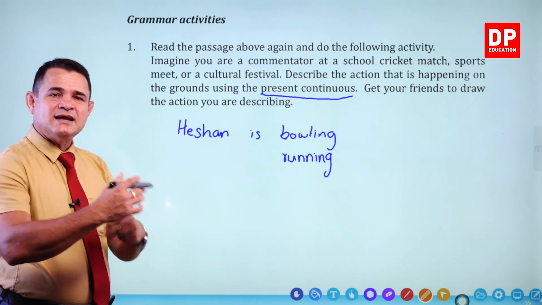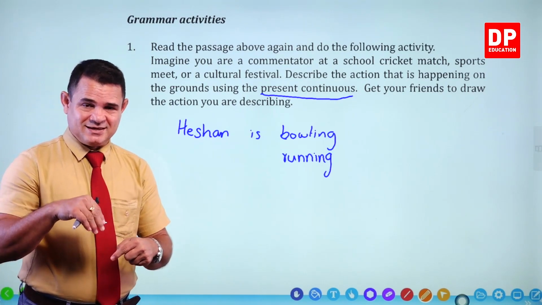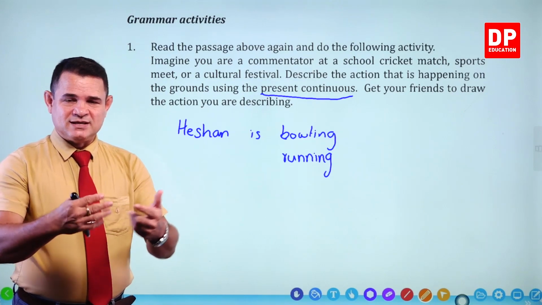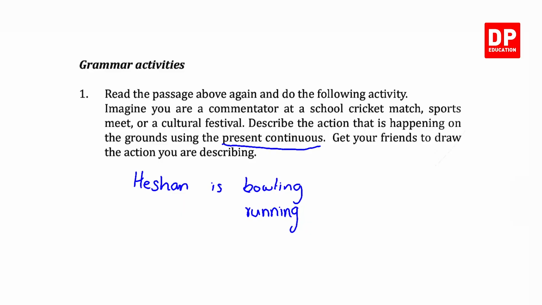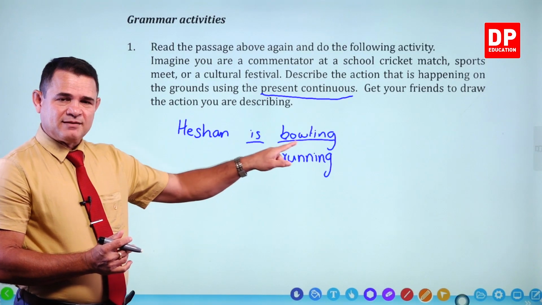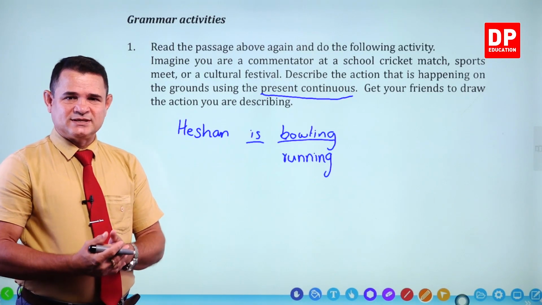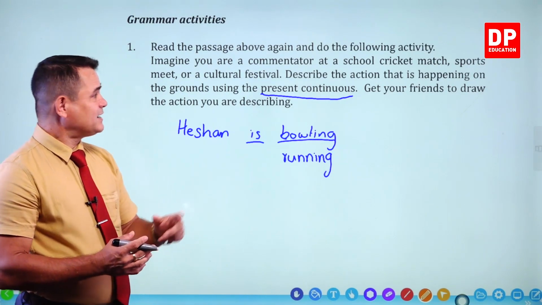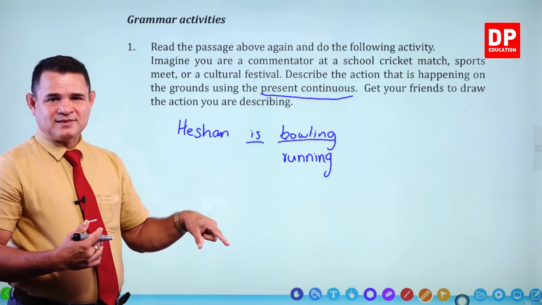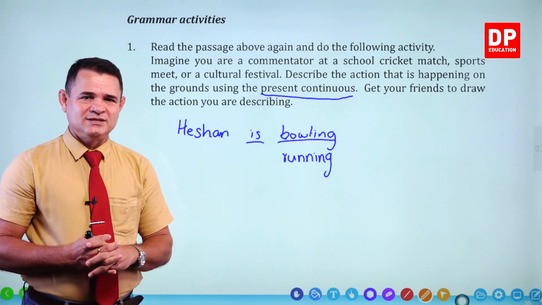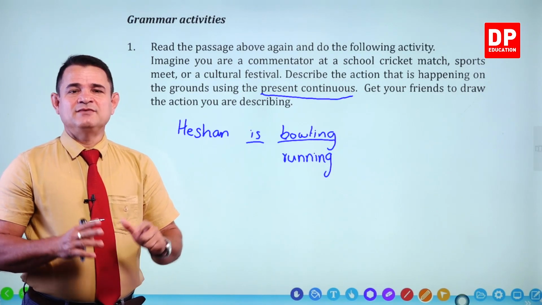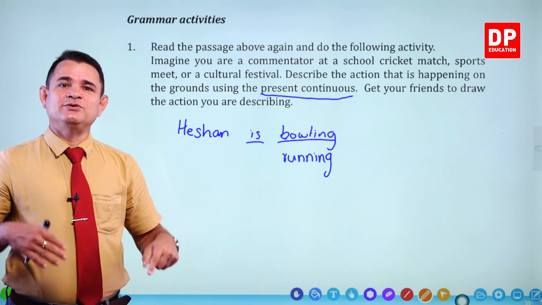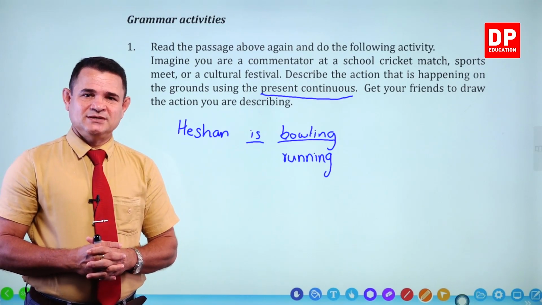So everything that is happening at the time of speaking. At that moment, while watching the event, say the things that are happening using present continuous: is plus verb and ing. Use is plus verb with ing to describe the actions that are happening. So now you can practice present continuous in this way.